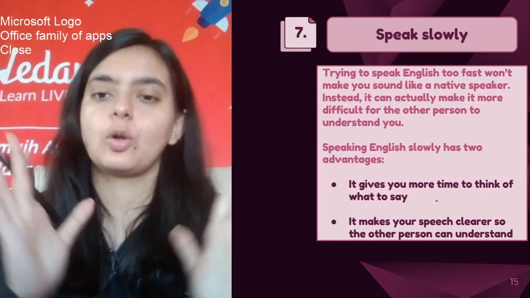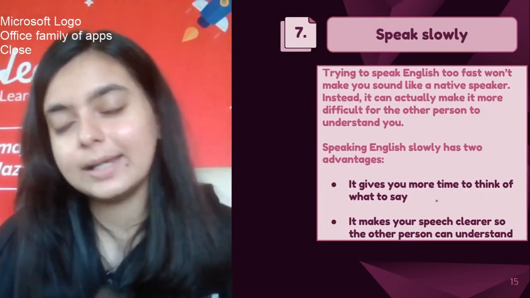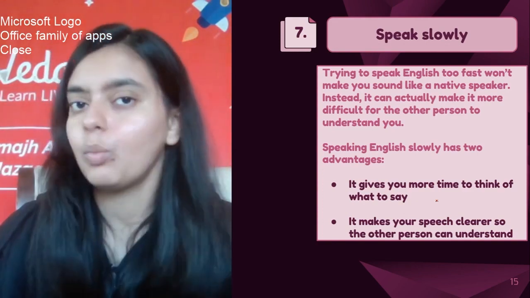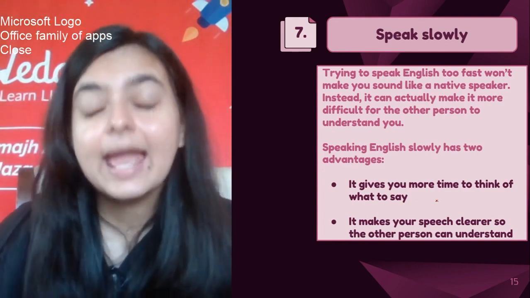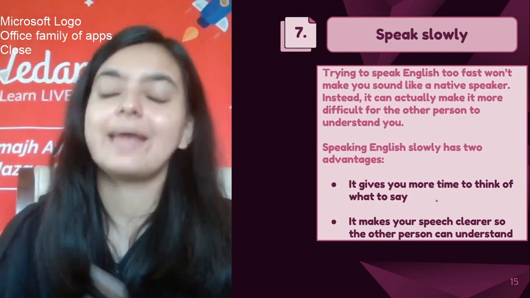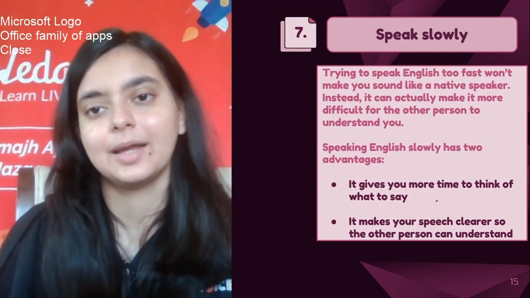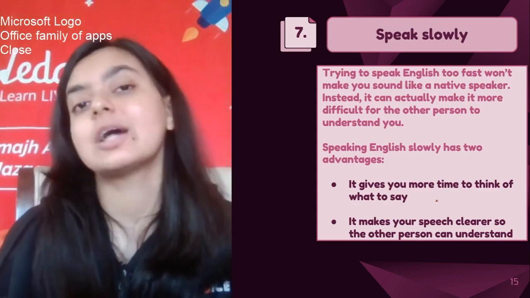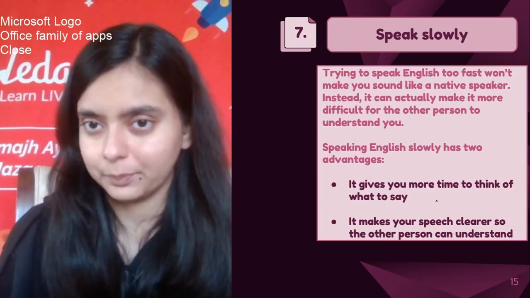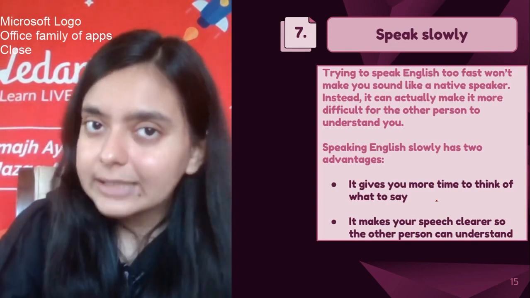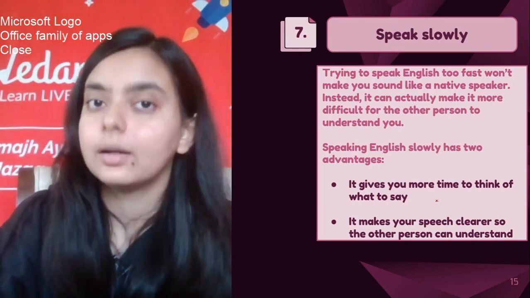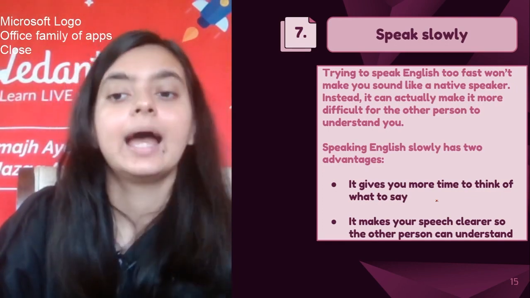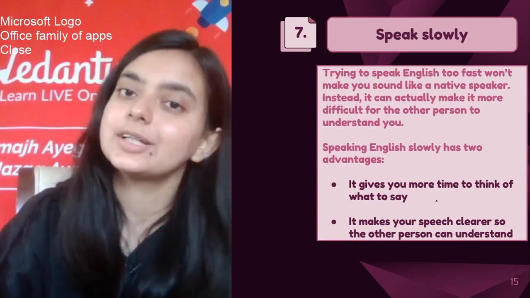Next is speak slowly. Okay. Now, if you speak slowly, it would have two advantages. One, it gives you more time to think what you are going to say next. And then it gives clarity to your speech, and the other person can understand. Right? Do not think that if you do not speak very fast, you do not sound like a native speaker. No, that's not true. Speak slowly, take your time to think and narrate what you want to say. And then it also gives clarity to your speech.